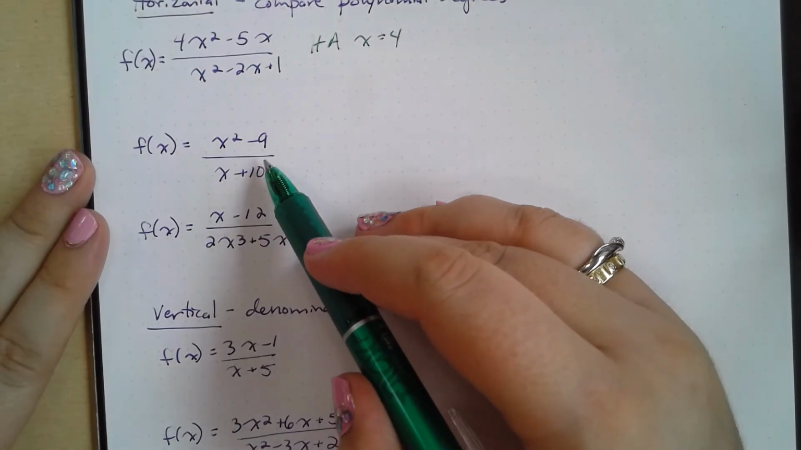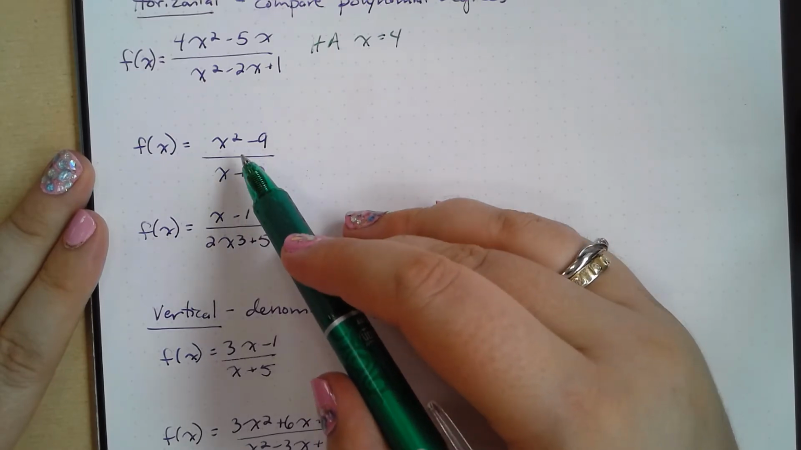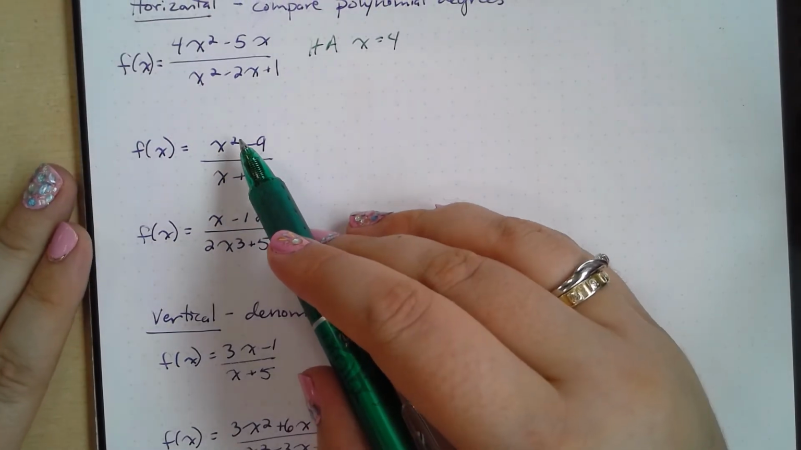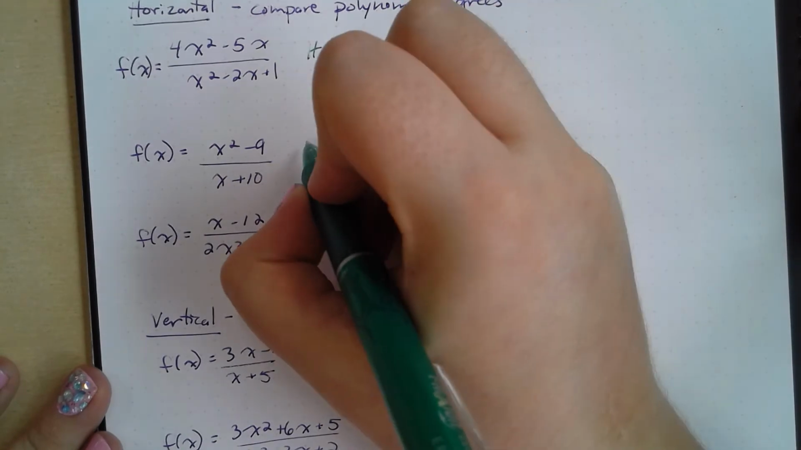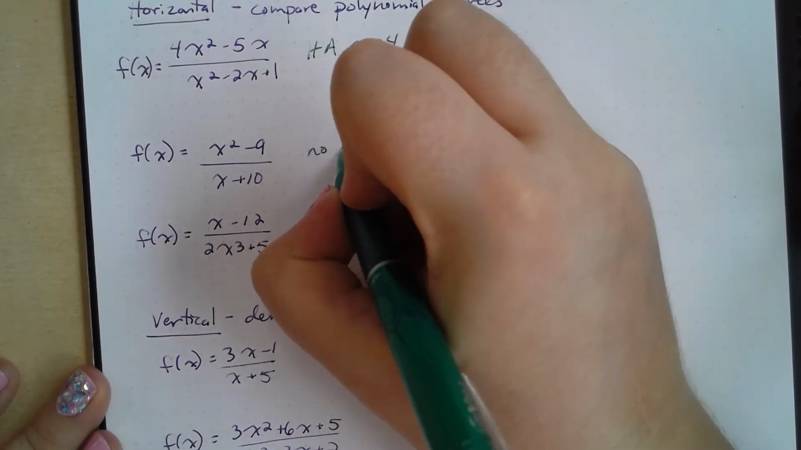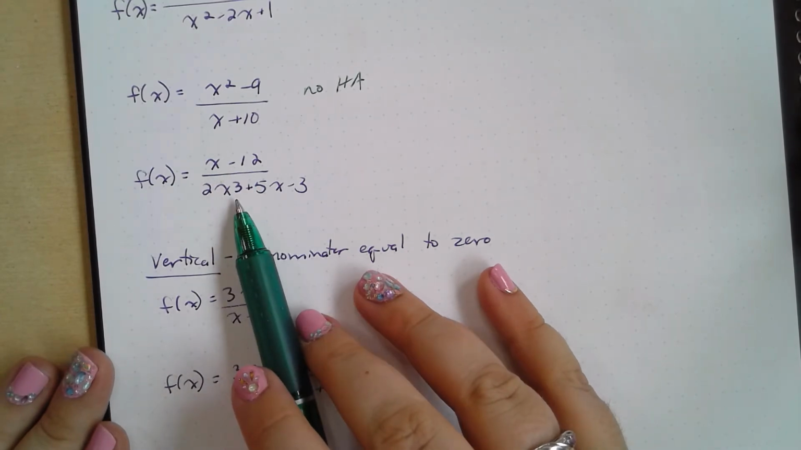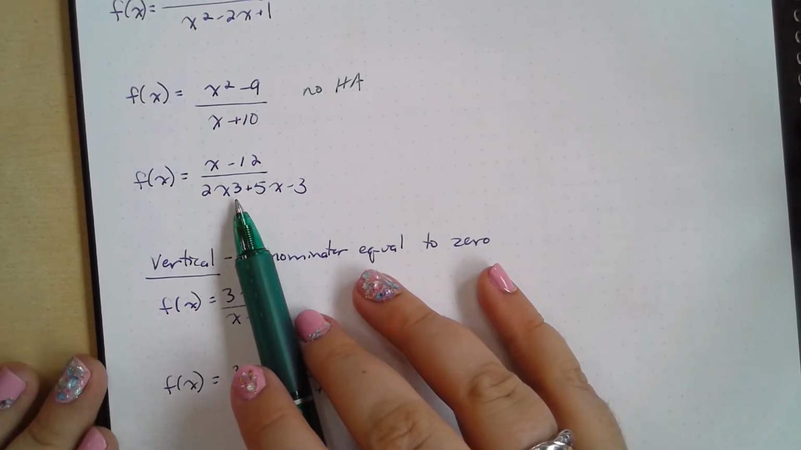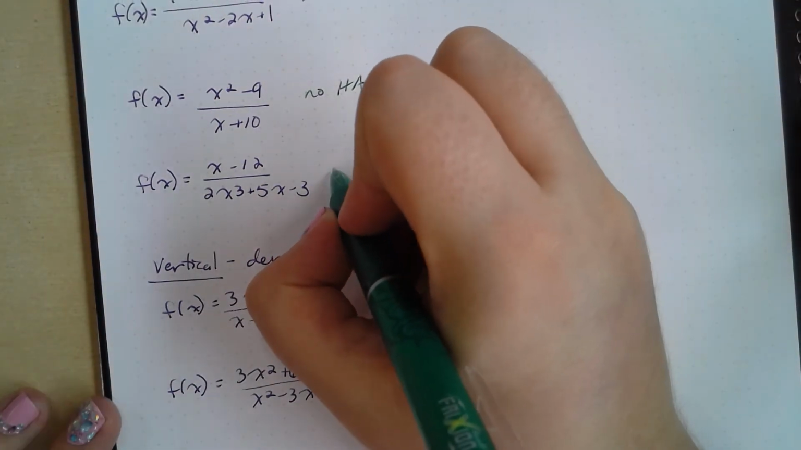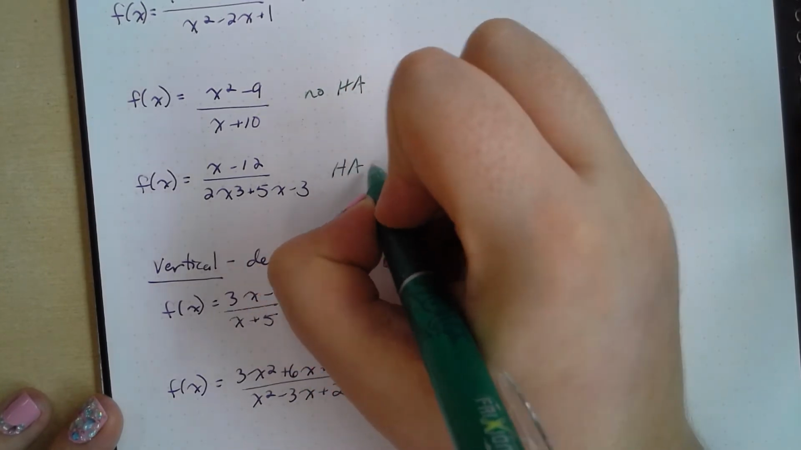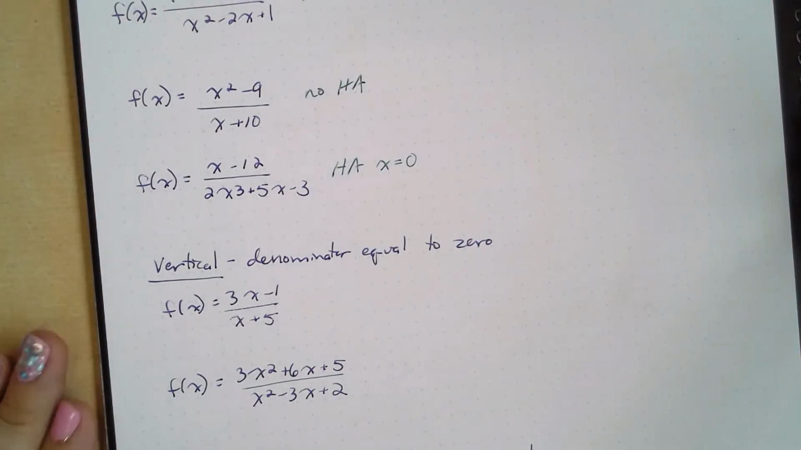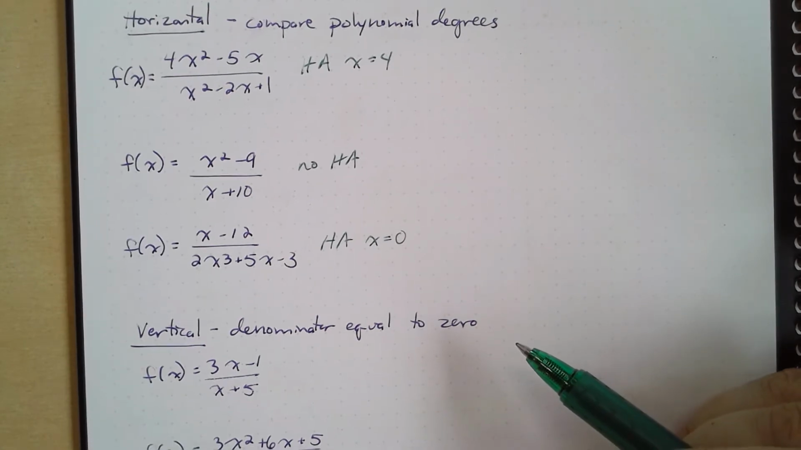Here, x squared minus 9 over x plus 10. Horizontal asymptote, you have a larger degree over a smaller degree, so there is no horizontal asymptote, right? Here you've got a smaller degree over a larger degree, so your horizontal asymptote is equal to 0. And that lines up with what we talked about earlier, right?